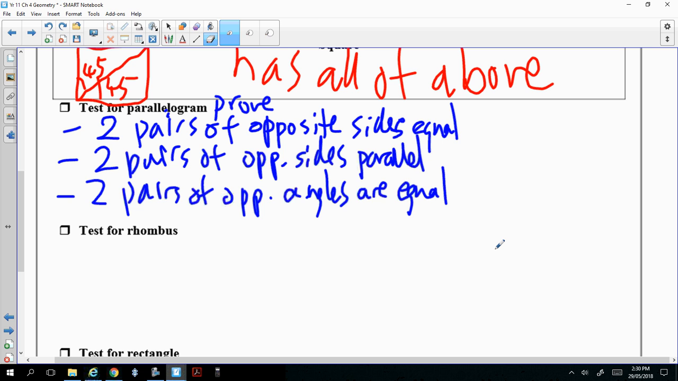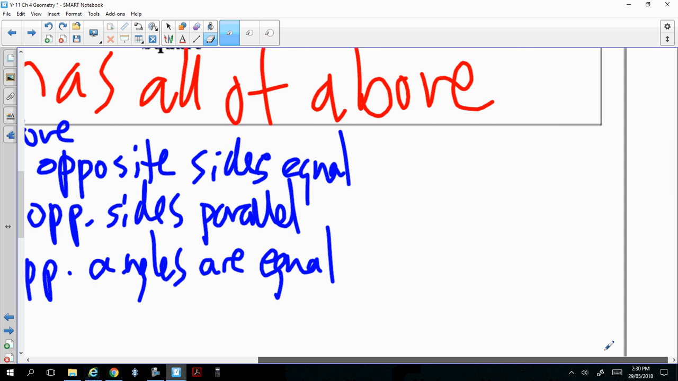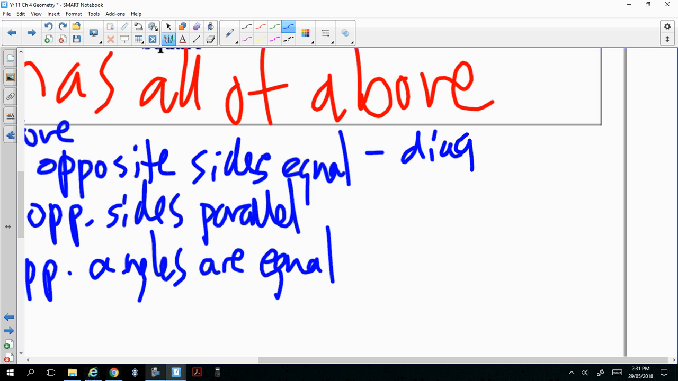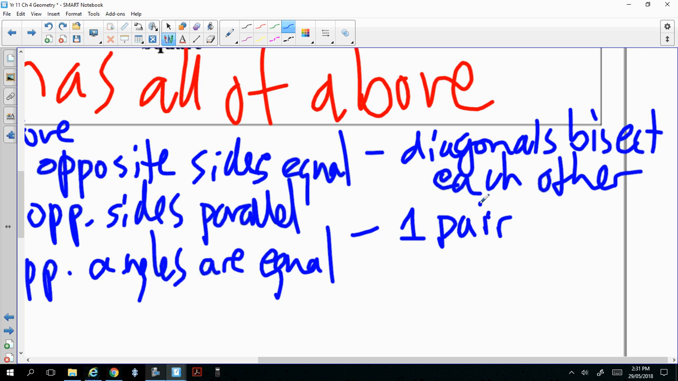All right, 2 more tests. Diagonals bisect each other. And what else are there? One pair of sides, both equal and parallel. Get the idea? So there are actually 5, not 4 tests.